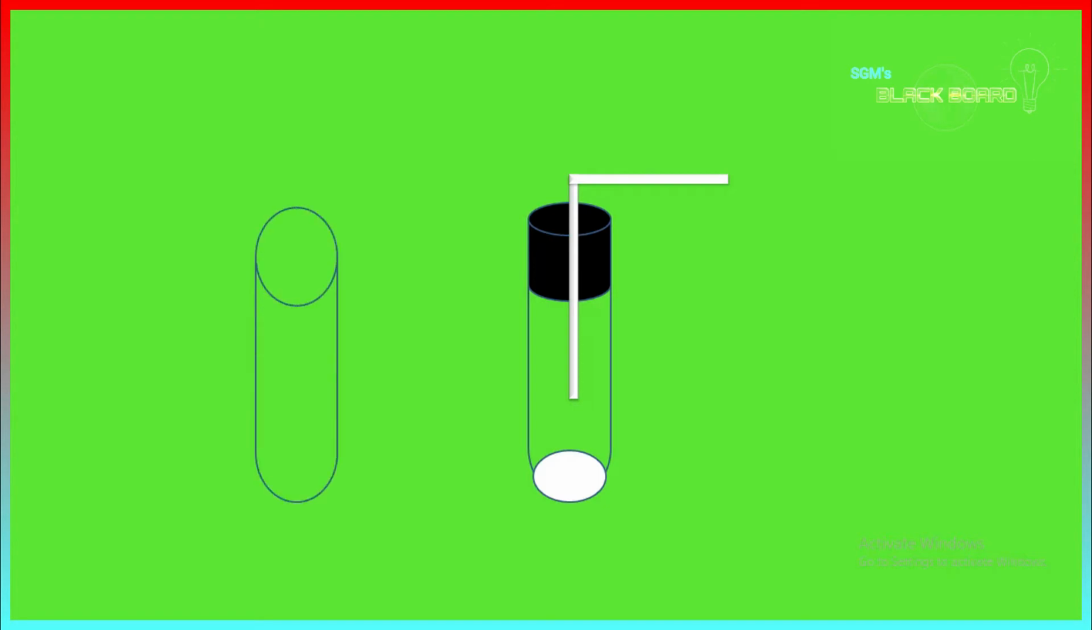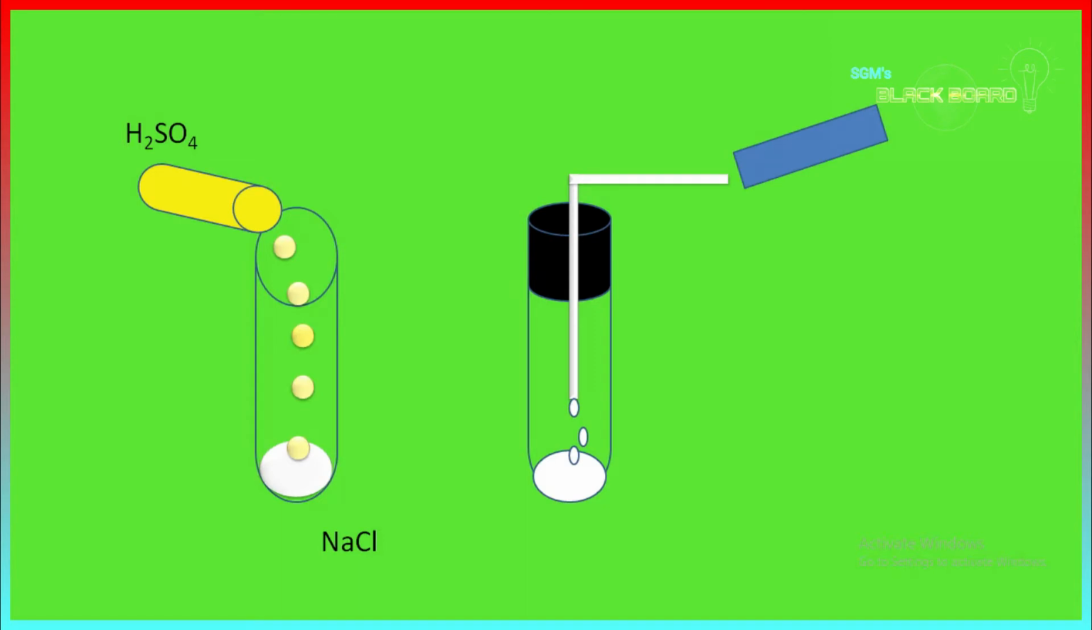Here we have taken a test tube, and in the test tube sodium chloride has been taken, and here sulfuric acid is dropped in that. When it reacts, just observe the test tube beside. Here sulfuric acid reacted with sodium chloride and a colorless gas is produced.